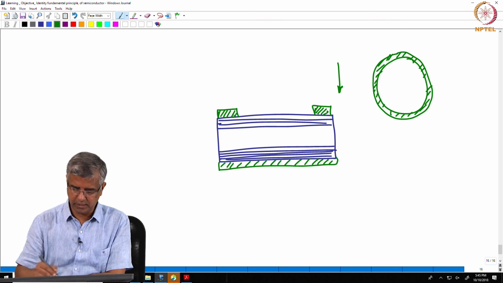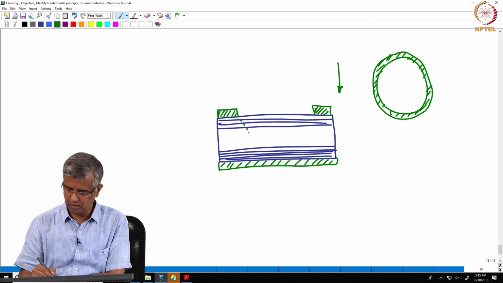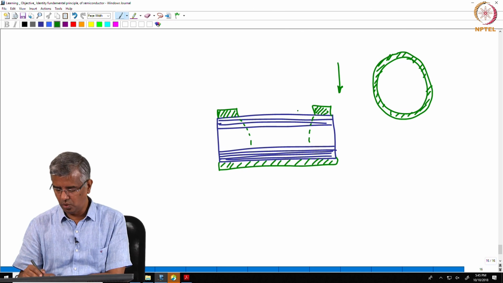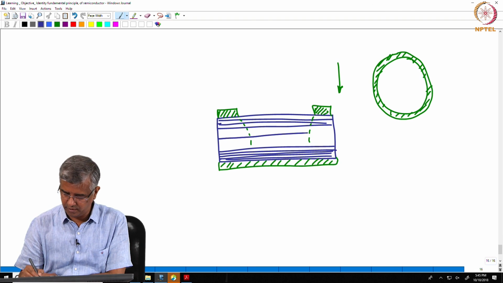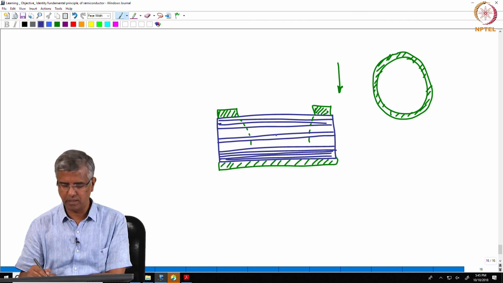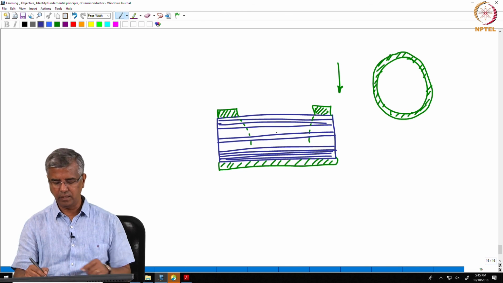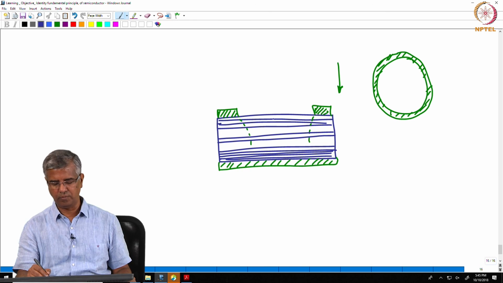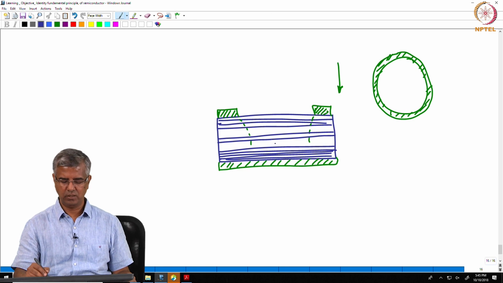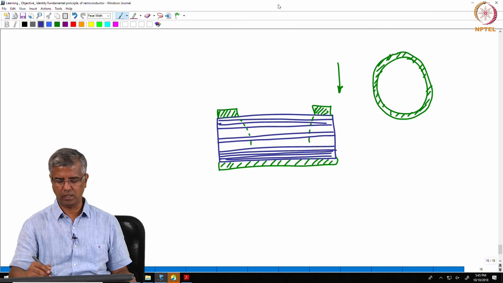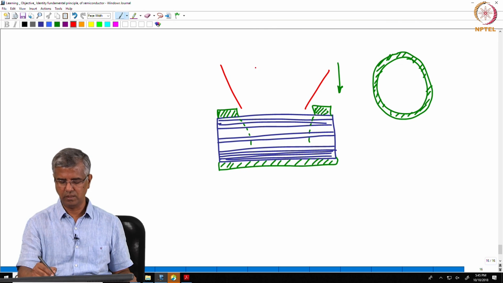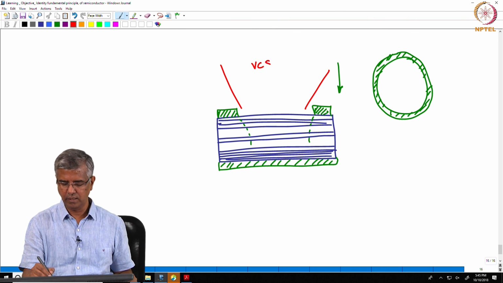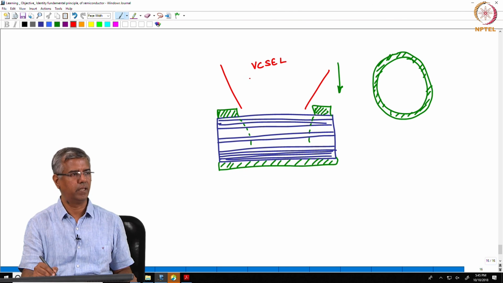Your current injection is essentially happening across this entire region. Once again, you have an active layer here where all the recombination is happening, and then the light is reflected by this top mirror and the bottom mirror. So, the laser emission happens in this direction, and you have light emission happening over here. This is called a vertical cavity surface emitting laser, a VCSEL.